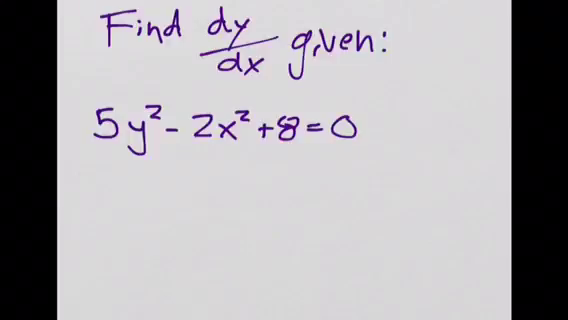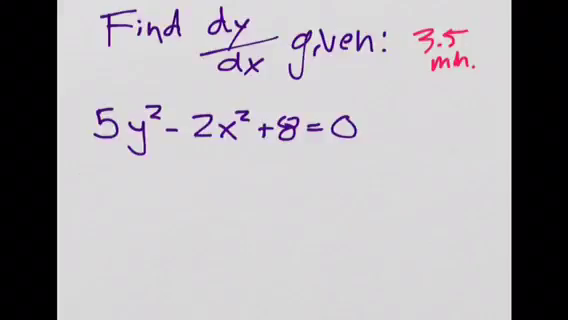So now I'd like you to pause the video, and I want each of you to find the derivative of this function right here, 5y squared minus 2x squared plus 8 equals 0. Find dy/dx for this function. Let's pause, and let's go about 3.5 minutes on this one. Try to find an answer yourself, and then watch my explanation.